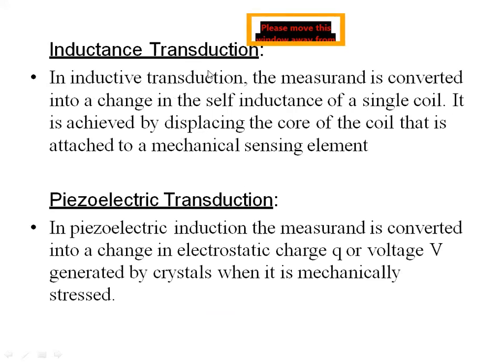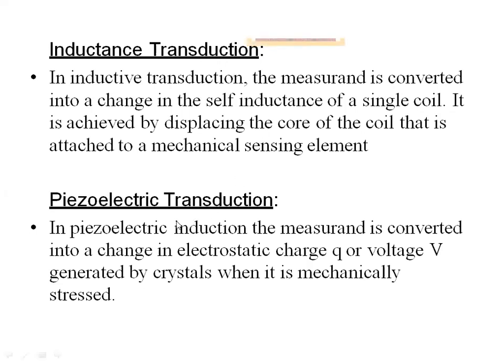Next, inductive transducer, like LVDT or transformer. If some input is given, and because of some change in inductance or change in the magnetic flux, the output is going to change. The voltage or the current will change. Such types of transducers are called inductive transducers.